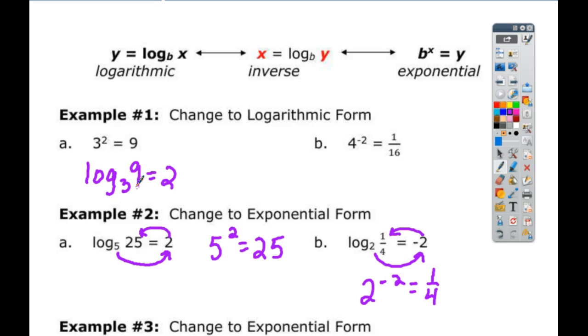So the next one, what's my base? Log base 4. What goes on the other side? Oh, yeah, negative 2. And the 1 over 16 goes here. 4 to the negative 2 is 1 over 16.